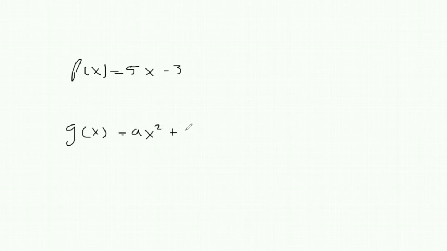Say we have, oh, back, my annotation again, sorry. Clear. All right, say we have two functions. We have f of x equals 5x minus 3. And then we have g of x equals ax squared plus x.